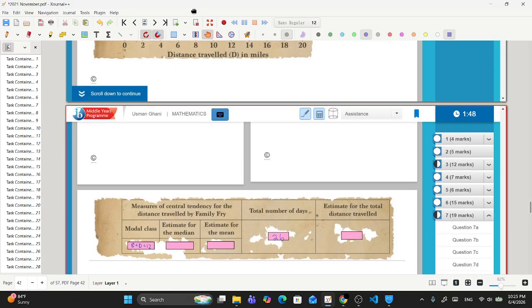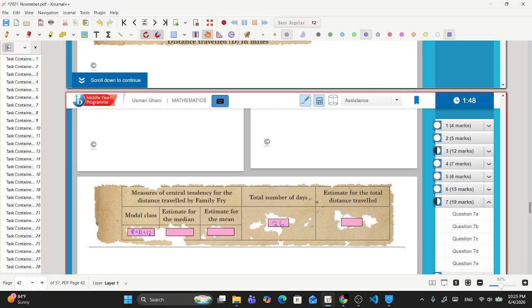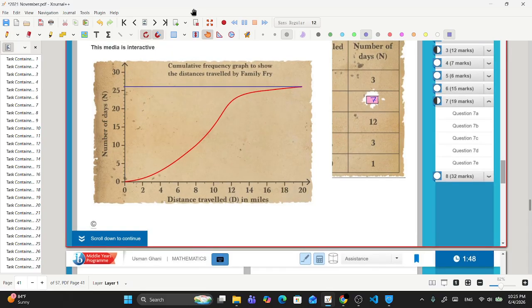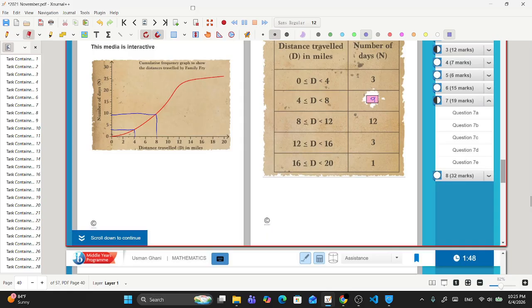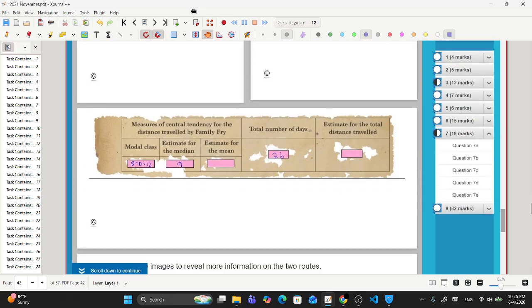It's quite fascinating and one of the most difficult papers that I've seen. Estimate for the median. The median is supposed to be 9 in this case, right? The median number of distance that it has traveled is supposed to be 9, and this one was supposed to be 7, right? And the estimated mean is 8.769. You can verify that by applying the formula. I just calculated it right now.